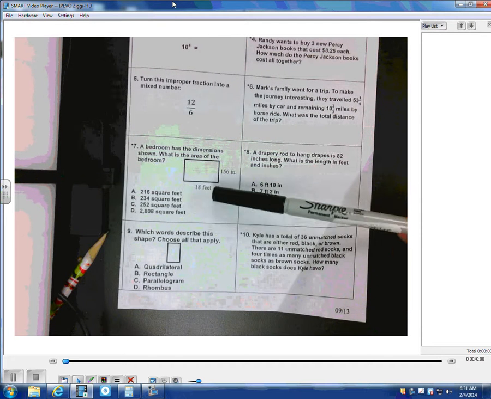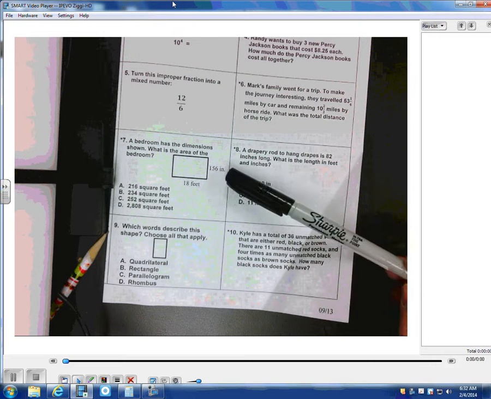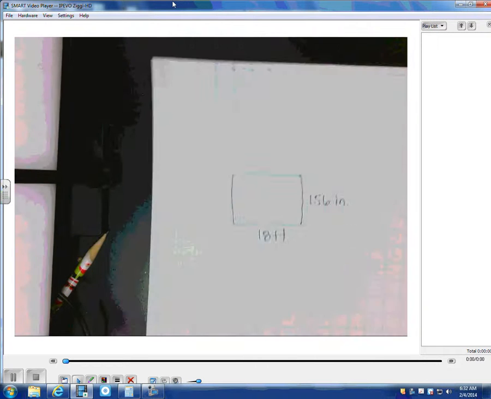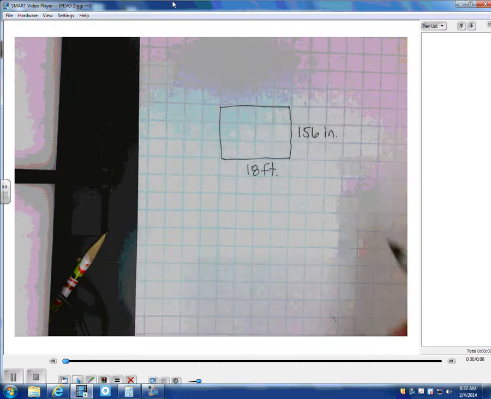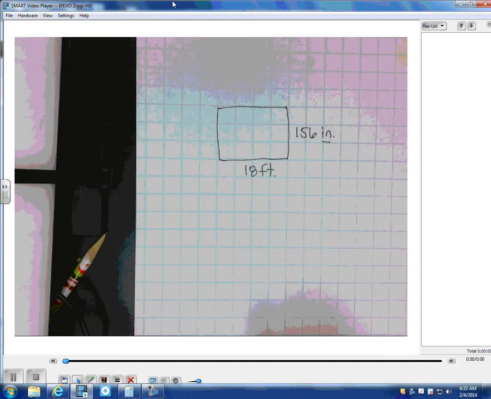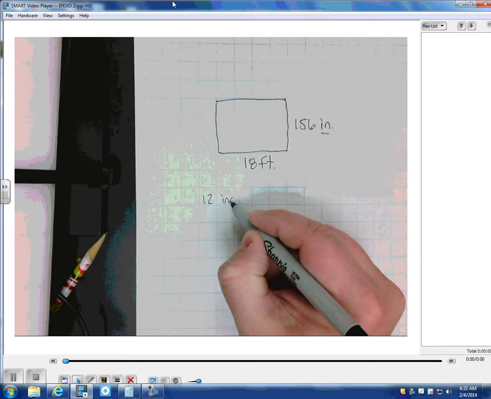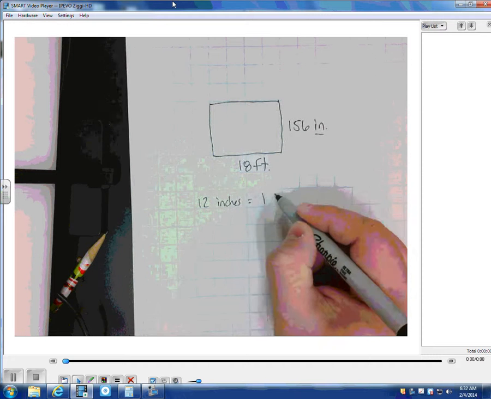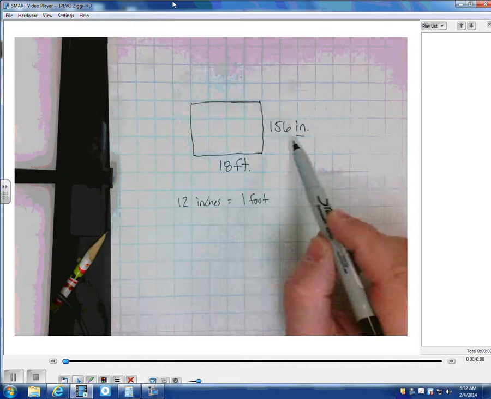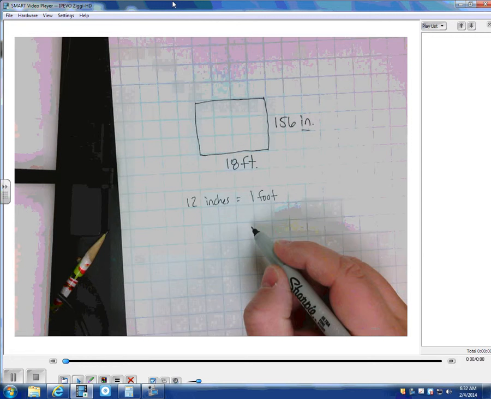Okay, so this is 18 feet, so I need to convert 156 inches to feet. So if we were looking at this, I need to convert that to feet. Okay, and I know that 12 inches equals 1 foot. Okay, so in order to convert the inches to feet, I'm going to have to divide. Okay, so set up your problem.